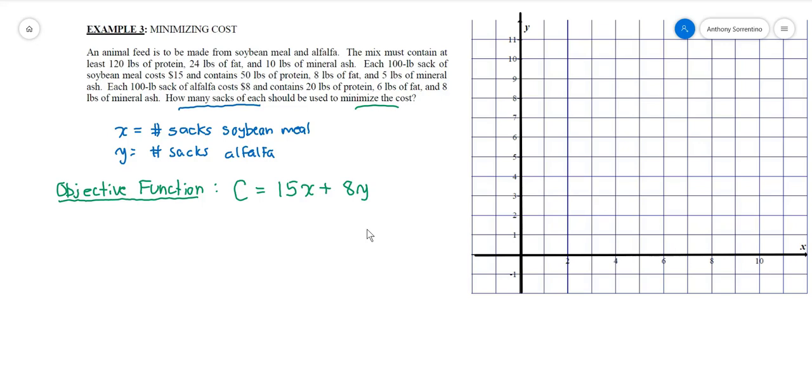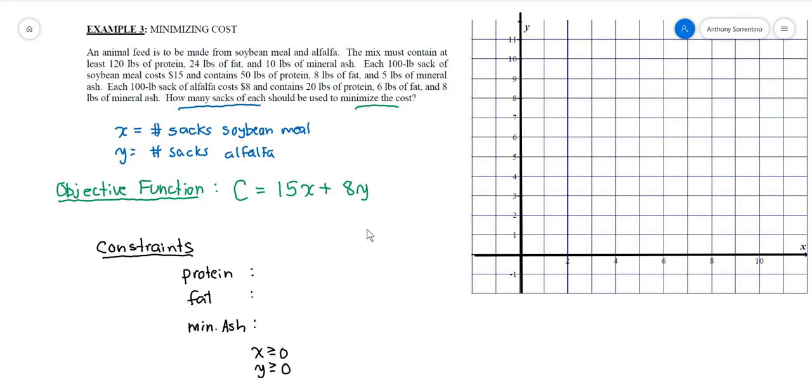What I want to have now are my constraints. What we come up with, our combination has to have certain levels of protein, fat, and mineral ash. I'll just do some abbreviation of that. Those are going to be defined constraints. Those are the ones that are defined outright, but I'm also going to use the fact that I know that X has to be greater than or equal to 0 and Y has to be greater than or equal to 0.